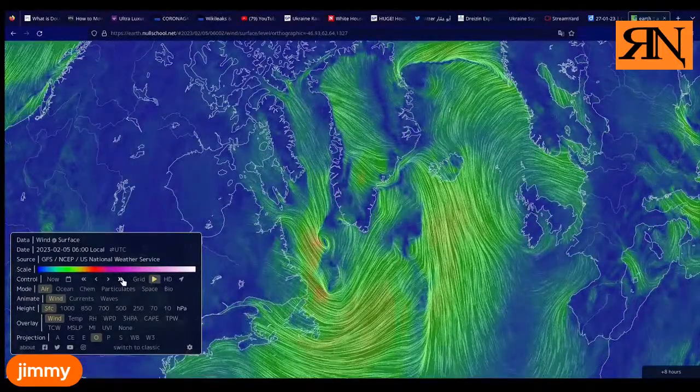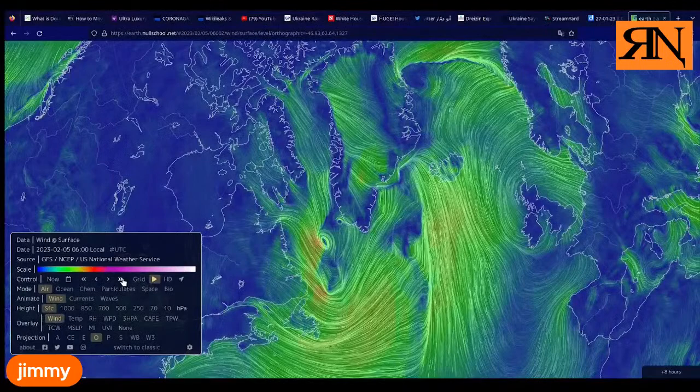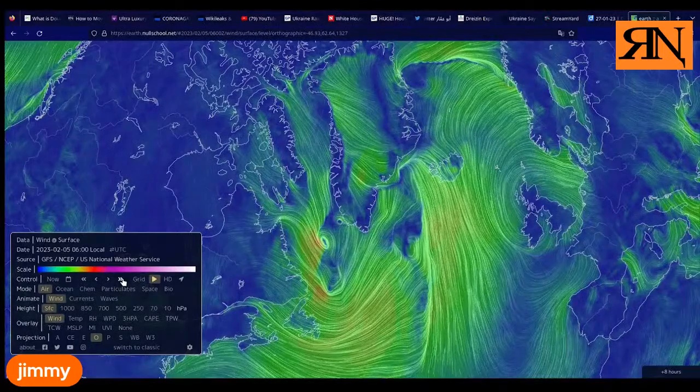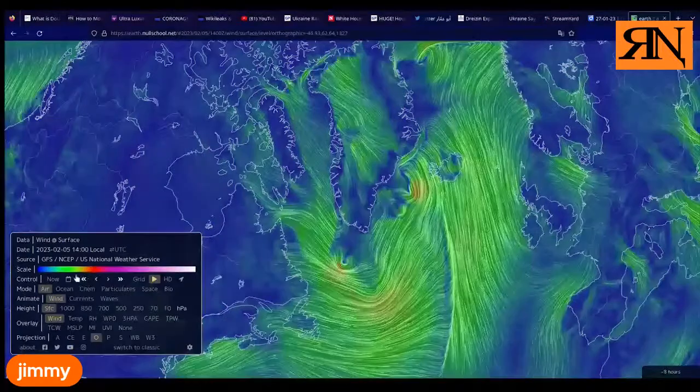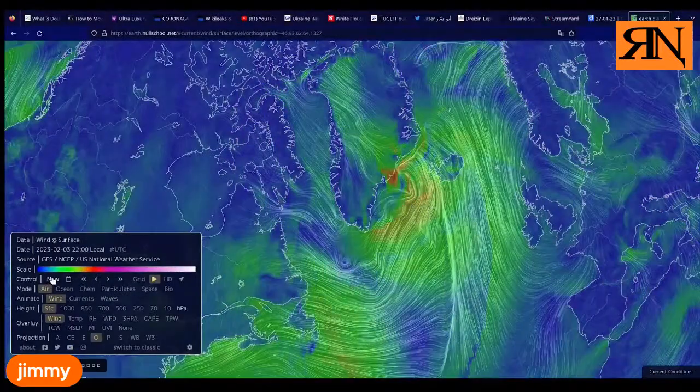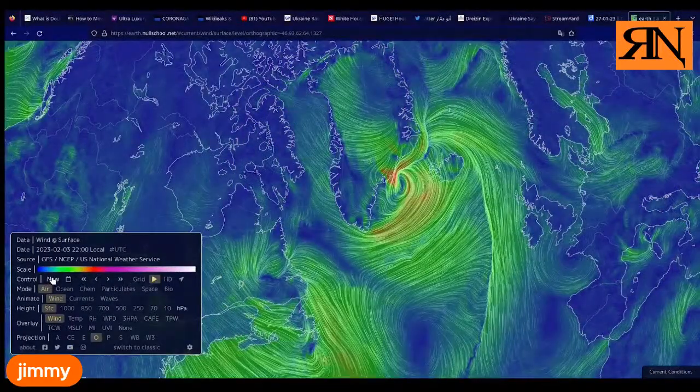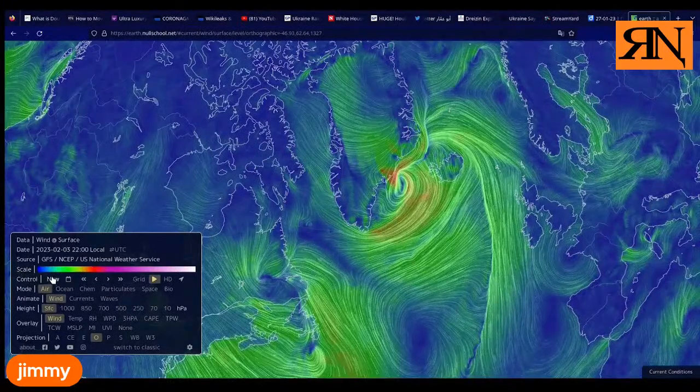And you can go about maybe 6 to 7 days out maximum, like that. But that's about the most you can go with any model, really. That's about as far as you can go, really. So I've just moved it back to the now time.